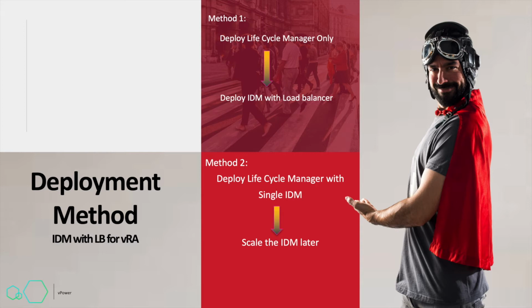When you choose method two, you just deploy your identity manager with one single node. Once you go to your lifecycle manager, you will get an option to scale to three nodes. I'll try to show this method too. But what we are trying to do in this video is method one. We will just deploy our lifecycle manager, and then we will use our identity manager with the load balancer.